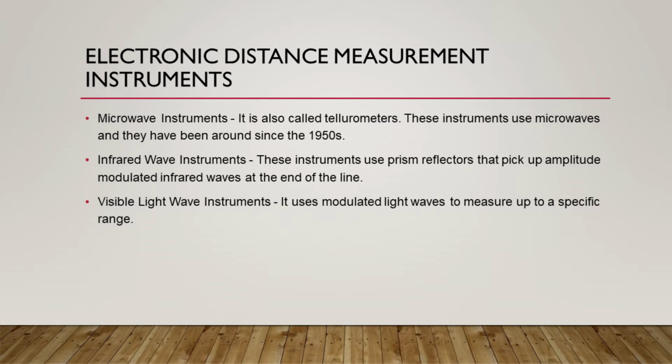EDM instruments, or electronic distance measurement instruments. There are three electronic distance measurement instruments. The first one is microwave instruments, also called tellurometers. These instruments use microwaves and they have been around since the 1950s. The second one is the infrared wave instruments. These instruments use prism reflectors that pick up amplitude modulated infrared waves at the end of the line. The last one is the visible light wave instruments. They use modulated light waves to measure up to a specific range.